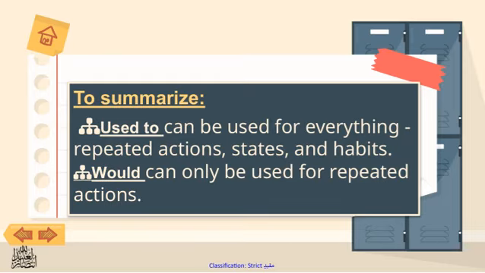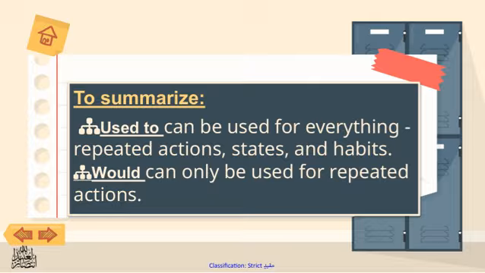So, to summarize the key differences between used to and would, let's start with used to. Used to can be used for pretty much everything related to past habits and states. That includes repeated actions, ongoing states, and habits that you had in the past. It's quite versatile in describing things that used to happen regularly or used to be true.